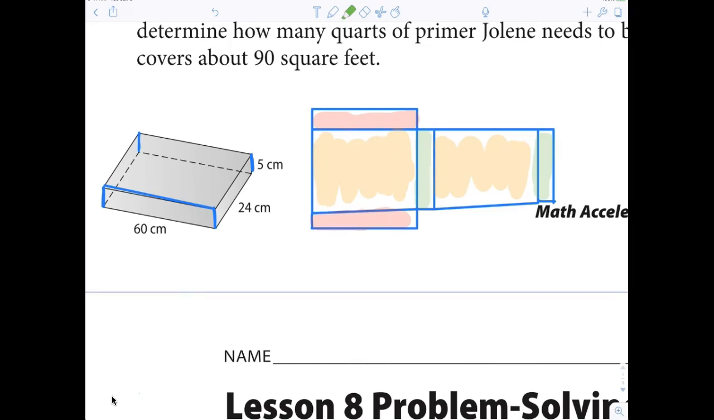Don't be afraid. All right, so that's that box, right? So those sides are all called what?